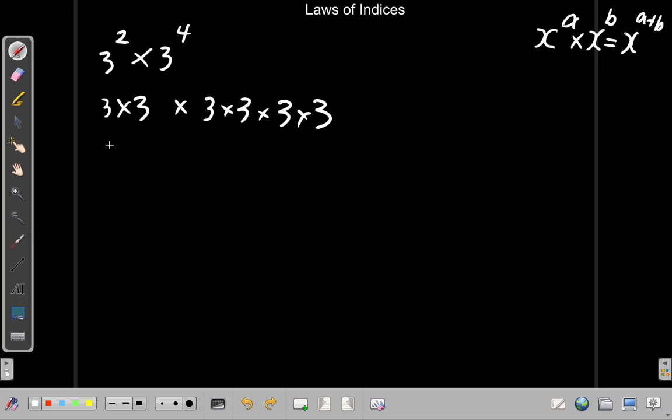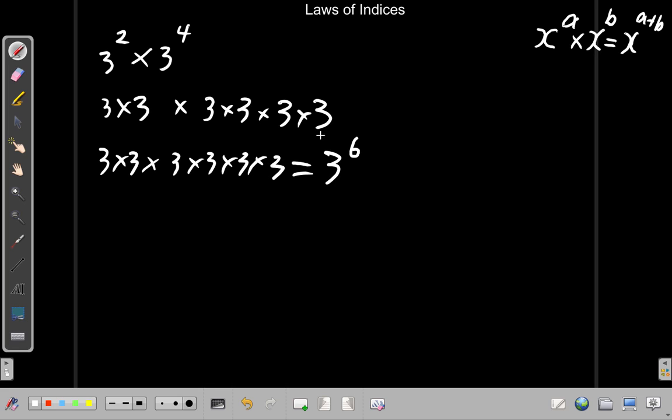Let's rewrite them closer to each other. It's 3 times 3, that is 3 squared, times, and 3 to the 4th is 3 times 3 times 3 times 3. Now, what does this look like? It's 3 to a power. How many 3's do you have? Remember, it's 3 raised to an index. The index that you will have here will show the number of 3's that are there. 1, 2, 3, 4, 5, 6. There are 6 3's there. So it's 3 to the power of 6.